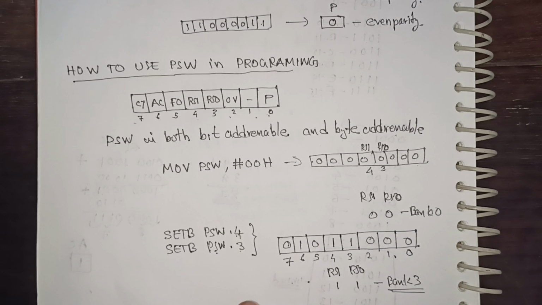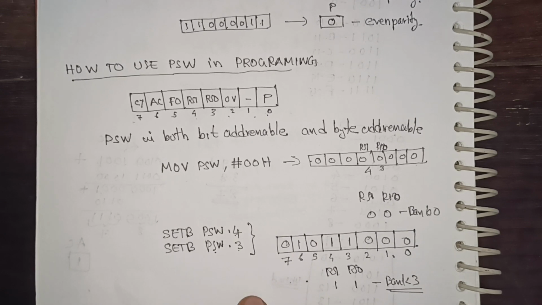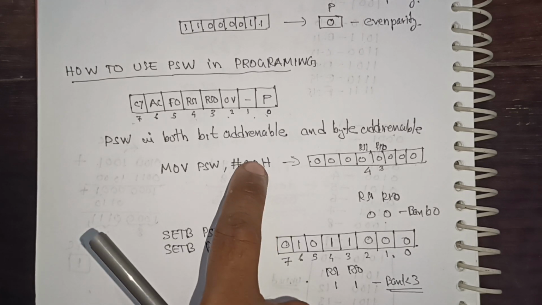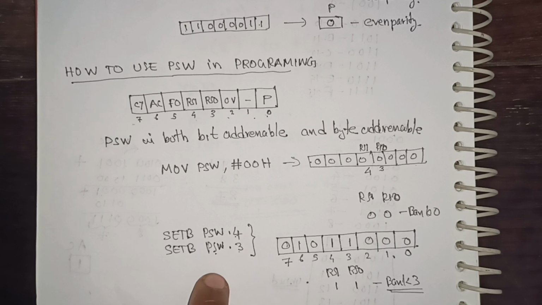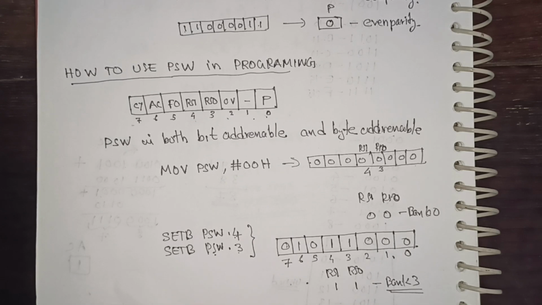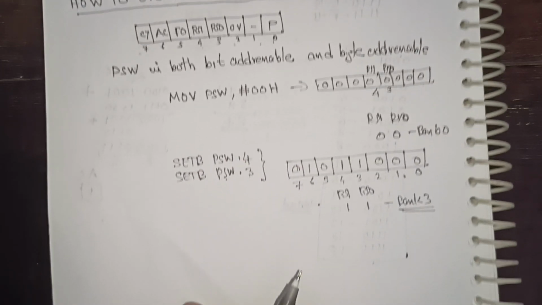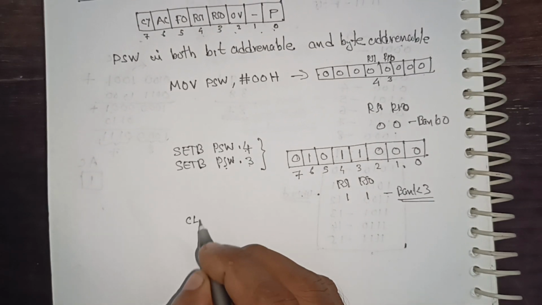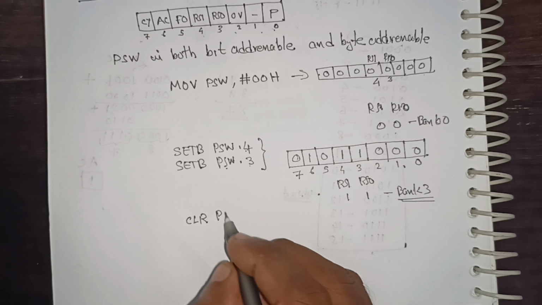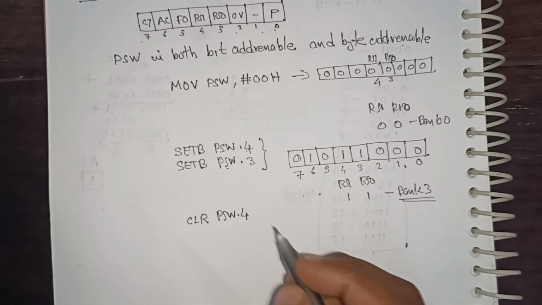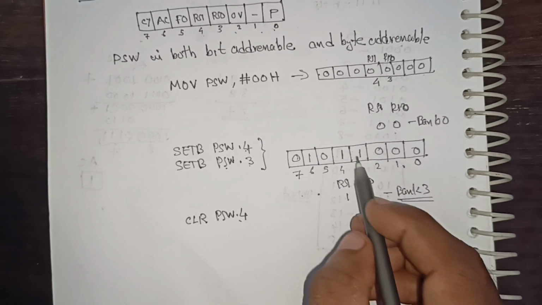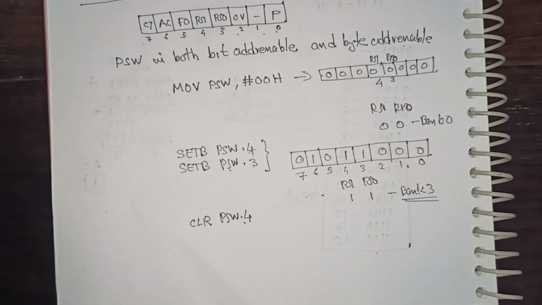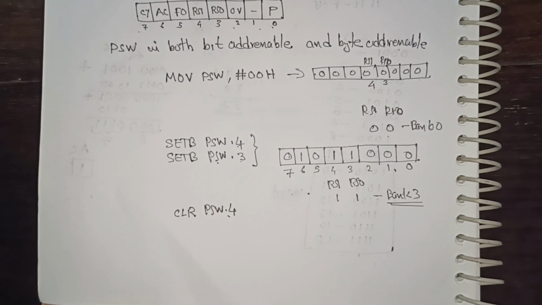So like this, we can set and reset each and every bit in PSW, either as byte addressable or as bit addressable. Then I will show another instruction. If you want to clear this bit, we can say clear PSW dot 4. So this bit will be made 0. So now I am concluding this lecture on PSW.